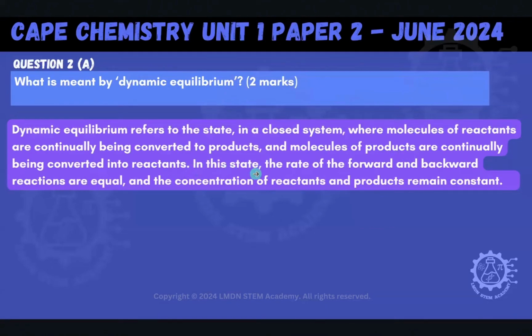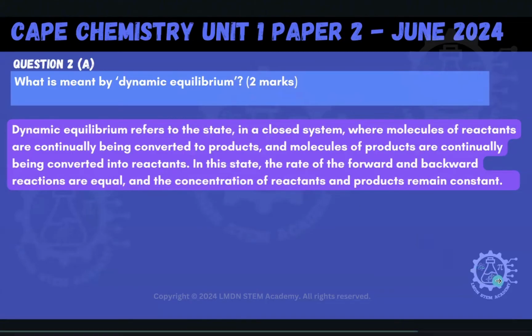In that state of dynamic equilibrium, the rate of the forward and backward reactions are equal, and the concentration of the reactants and products remain constant, right? So this is the all-encompassing definition of dynamic equilibrium. If you state all of these things, you will for sure be given the 2 marks, okay? So just make sure that you capture all of these things when we talk about dynamic equilibrium.